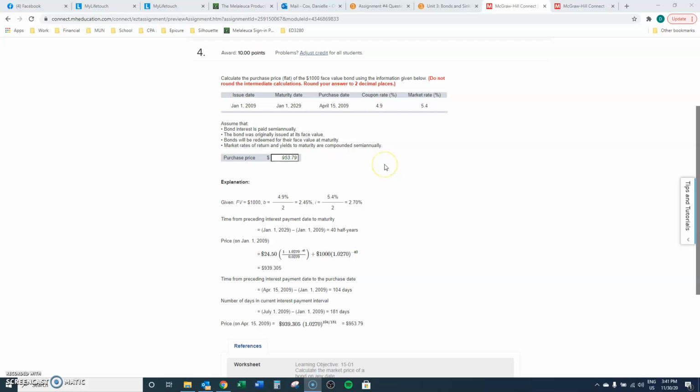So when you multiply that by 10, you get 953.79, and it just goes on. But obviously it's a price, it's a dollar value, so we want 2 decimal places. Pay attention if you see this. It's bolded in red. Do not round intermediate calculations. Round your answer to 2 decimal places.